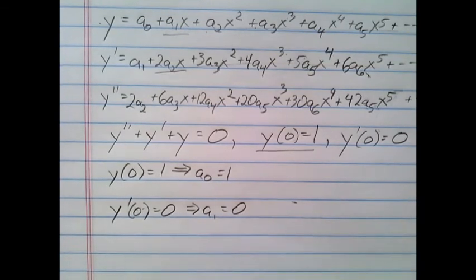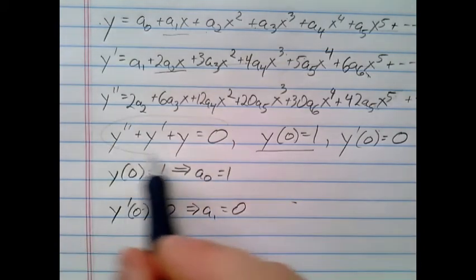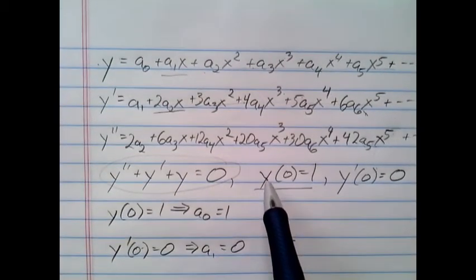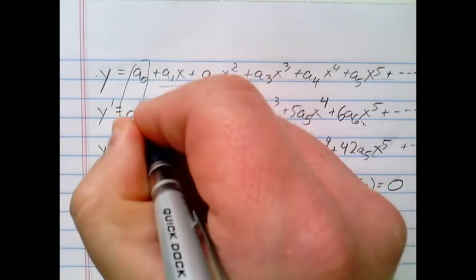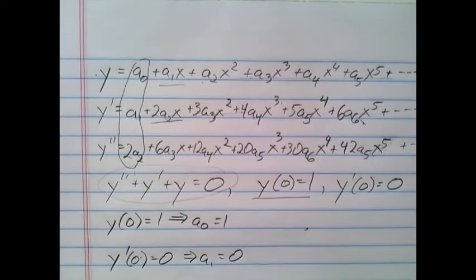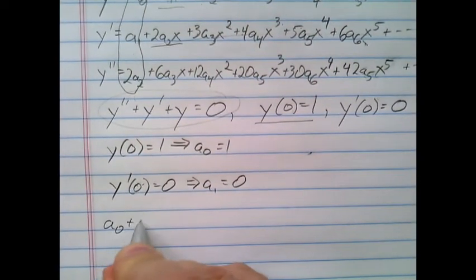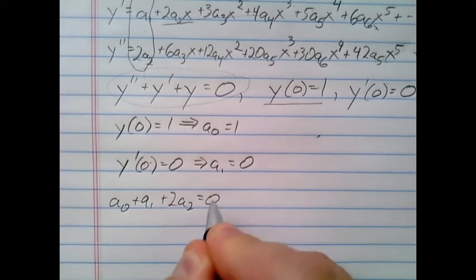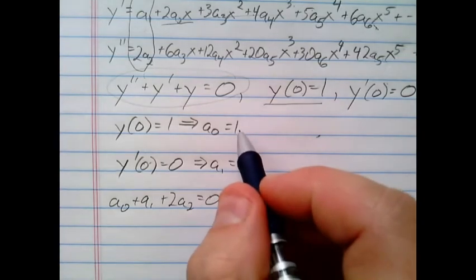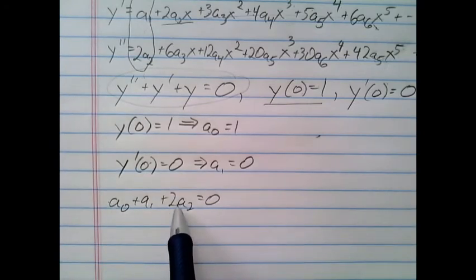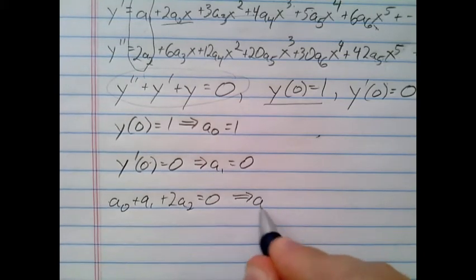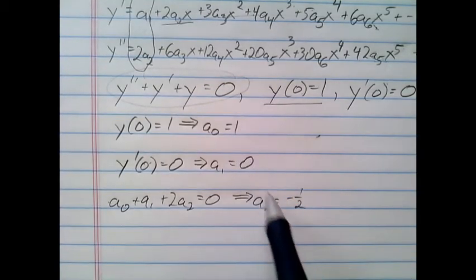Now, to build more coefficients, I need to start using my differential equation. I'm going to use the fact that for these three series to add up to 0, their constant terms would have to add up to 0, their x terms would have to add up to 0, their x squared terms would have to add up to 0. So a0 plus a1 plus 2a2 has got to be 0. But I know that a0 is 1 and a1 is 0, so if I put a 1 there and solve for a2, I would get negative 1/2. So a2 is negative 1/2. So now I know the first three coefficients.